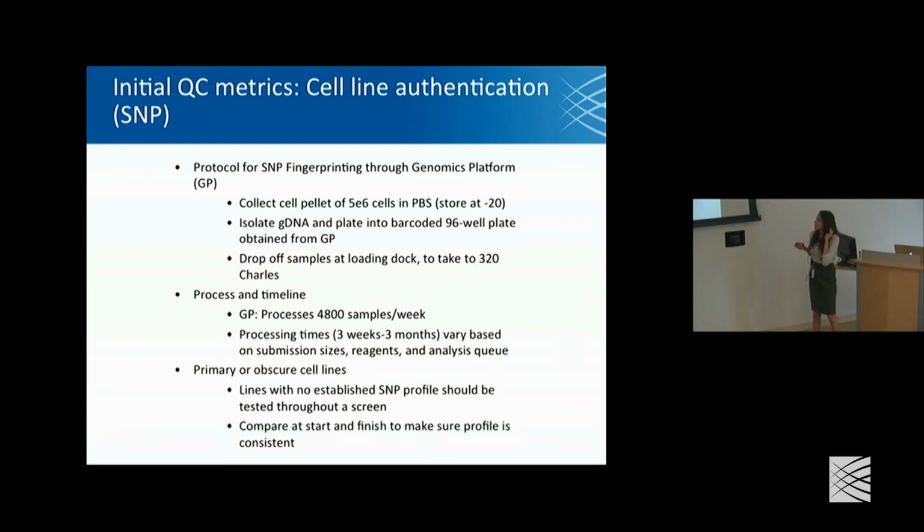An important point about fingerprinting is that you really want to make sure that primary or obscure cell lines that may not have an established SNP profile should be fingerprinted more than once and be compared to one another. So we recommend fingerprinting at the start of your screen and at the finish, and compare them both to make sure that they actually match each other.